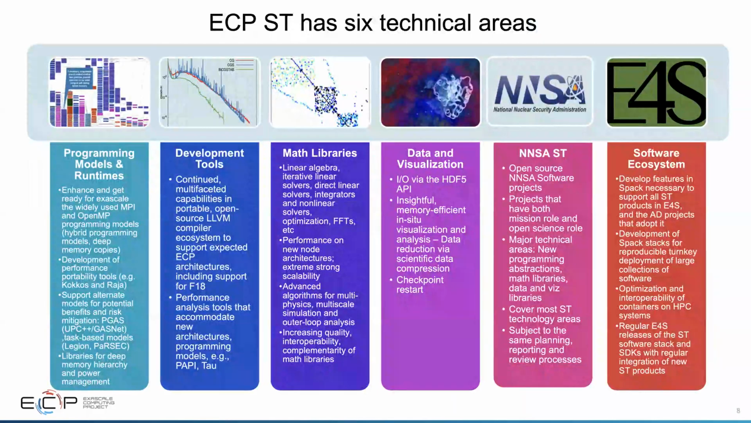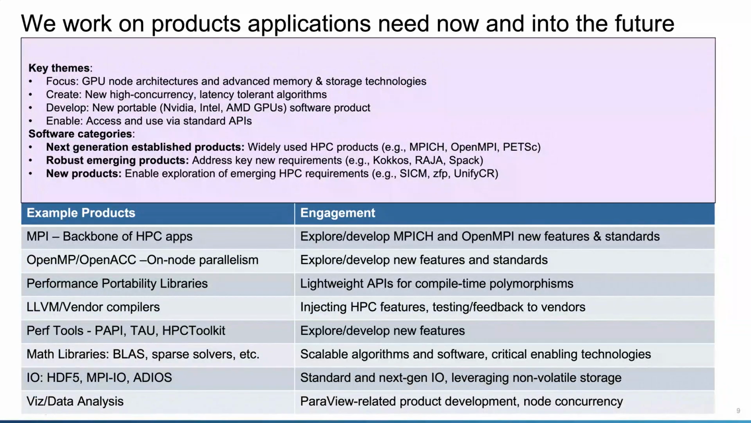And we have 6 technical areas. There's a 7th area for workflows. And these areas span programming models and runtimes, development tools, math libraries, data and visualization, the NNSA software technology projects, and the ecosystem, the software ecosystem project that's developing the E4S distribution. We work on products that application developers need now and also look into the future.